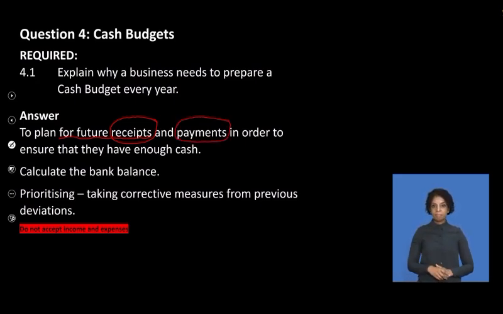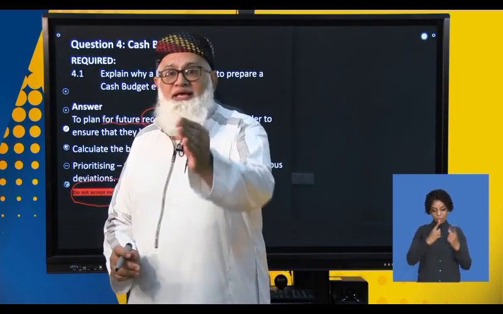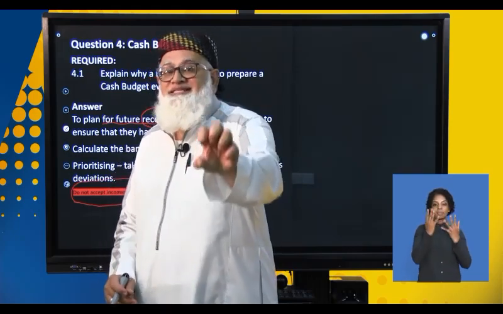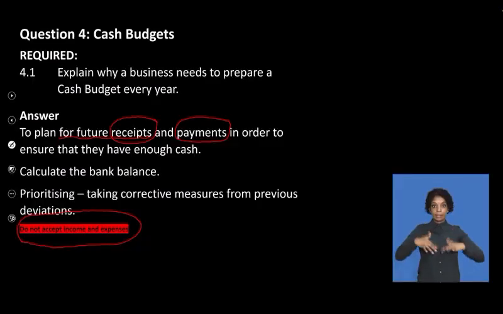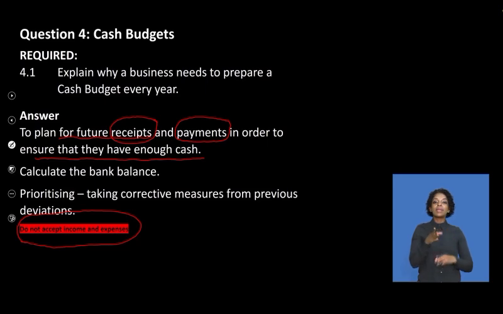You will also notice on this particular slide we're saying do not accept incomes and expenses. The reason is we are dealing with a cash budget. When we're talking cash budget, we're talking receipts and payments, guys. Very important. So, to plan for future receipts and payments in order to ensure that they have enough cash on hand. To predict or to calculate your bank balance, yes. To prioritize, in other words, take corrective measures from previous deviations.